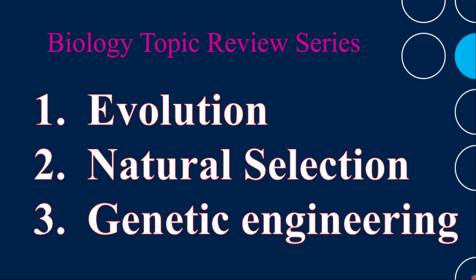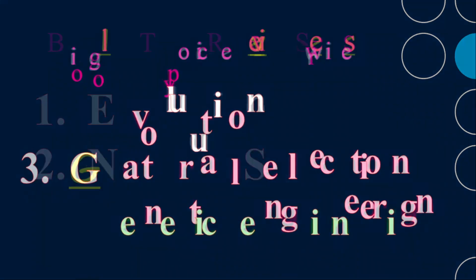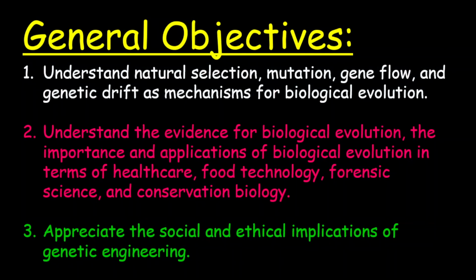Now, this lesson is a continuation of the crash course in biology in preparation for your examination. What we're going to look at today is evolution, natural selection, and genetic engineering. First, we're going to dive into the objectives, in terms of general objectives.